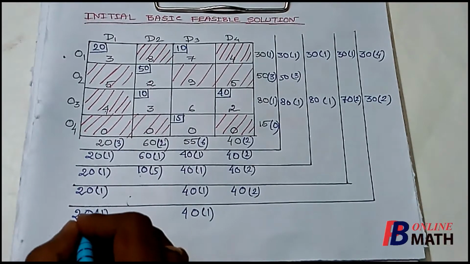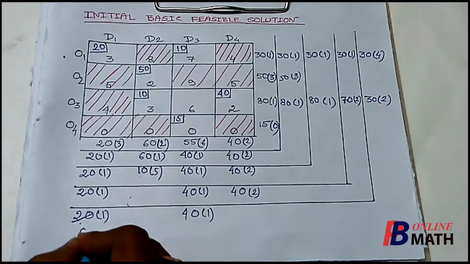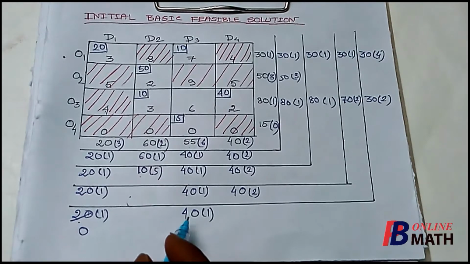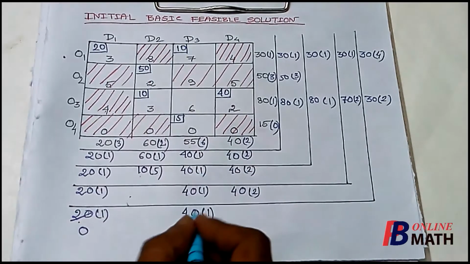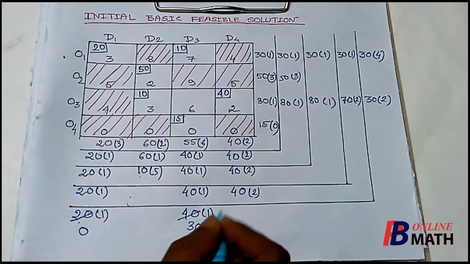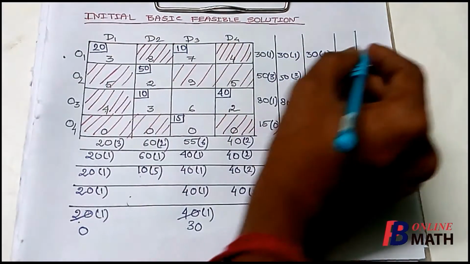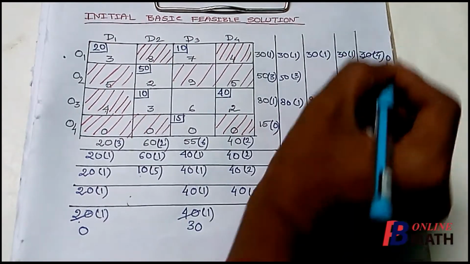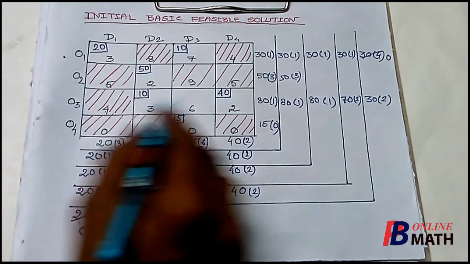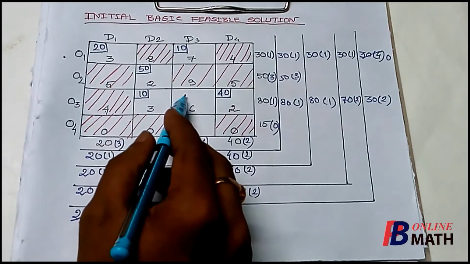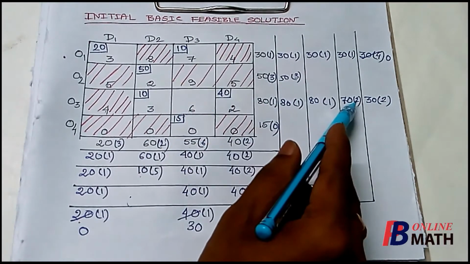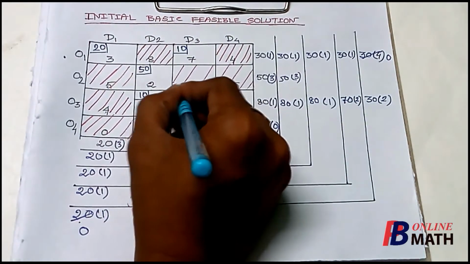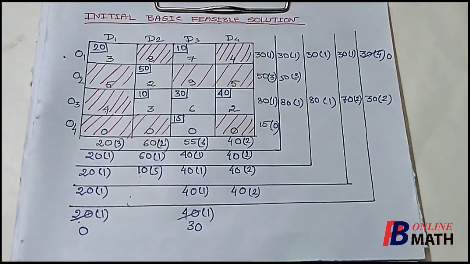So the revised demand of the destination D1 is 0 now, and the revised demand of the destination D3 is 40 minus 10, which is 30 now. The revised capacity of the origin O1 is exhausted now, so it is 0, and the revised capacity of the origin O3 is 30 now. So only one cell is remaining, and the demand is 30, the capacity is 30, so we can simply allocate 30 here. So this is our initial basic feasible solution.